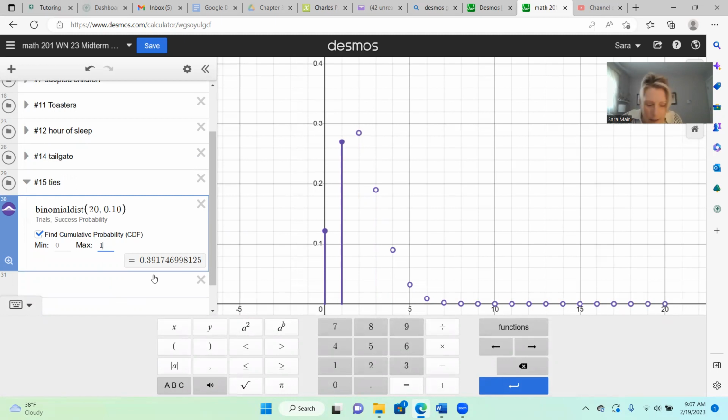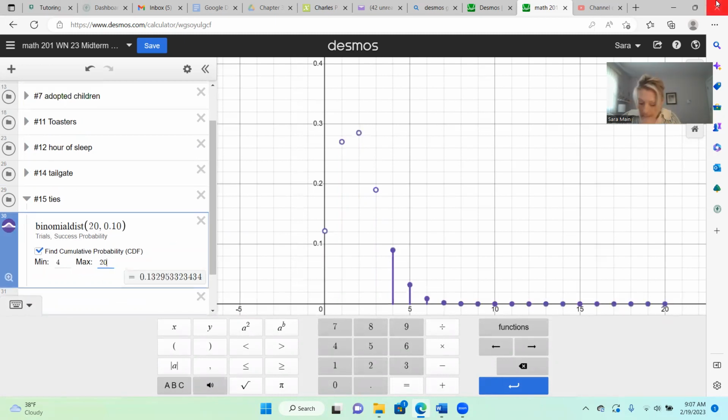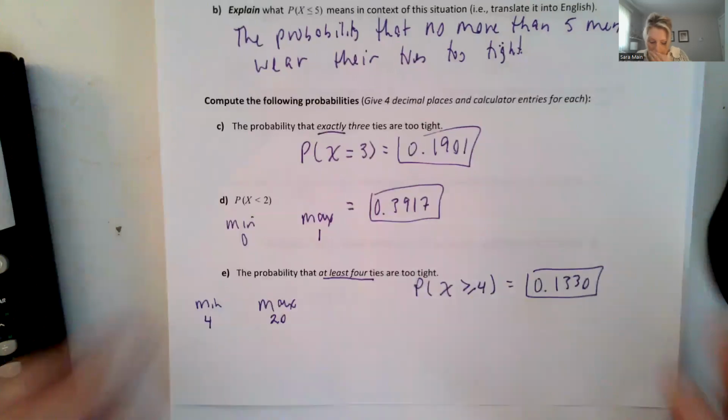And then E was, this time the min is 4, and the max is 20. And that is 0.1330, because we have to round appropriately. So it should be 0.1330. And this is what it looks like on my paper.